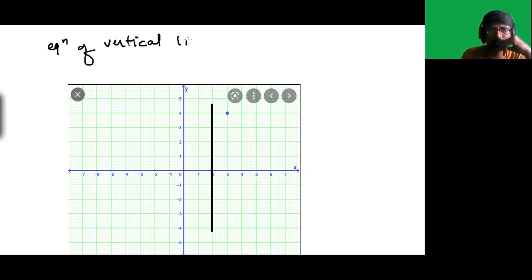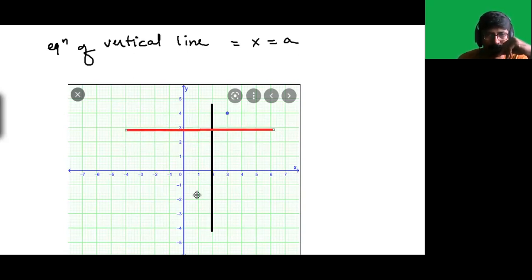Keep writing, guys. The equation of a vertical line is x = a. What is the equation of a horizontal line? What do we mean by a horizontal line? These are called horizontal lines. One second, hold on, I'll just point. Okay, this is a horizontal line. The equation of a horizontal line will be y = b, or y = 2, or y = 1, or y = 3, or y = -2, y = -5. Are you understanding?